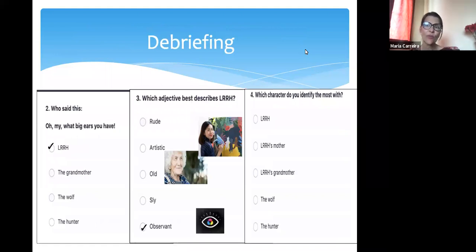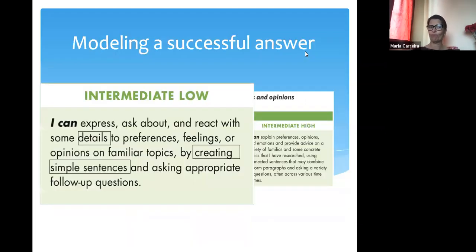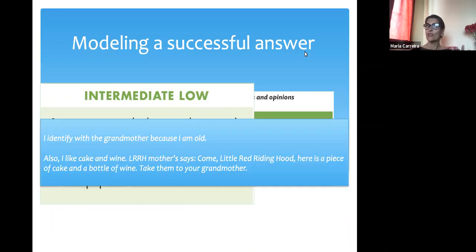Now I am going to debrief. And here's what I'm going to do in the debriefing process. I'm going to model a good answer. So I'm going to say, I identify with the grandmother. And now I'm going to give details as to my preferences and create using simple sentences. So I will say, I identify with a grandmother because I'm old. Also, I like cake and wine. I see that Little Red Riding Hood's mother says, come, Little Red Riding Hood, here's a piece of cake and a bottle of wine. Take them to your grandmother.